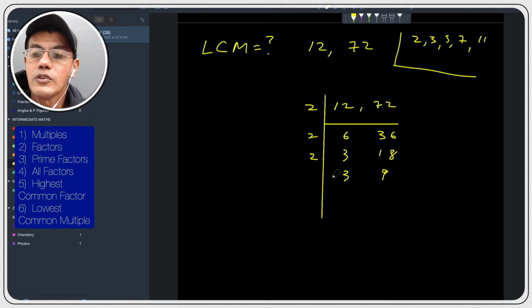Now, you can't use 2 again, but you can use 3. So 3 into 3 is 1, 3 into 9 will be 3. And again, notice you can do 3 again. So 3 into 3, 3 into 1 is 1, can't go. 3 into 3 is 1.